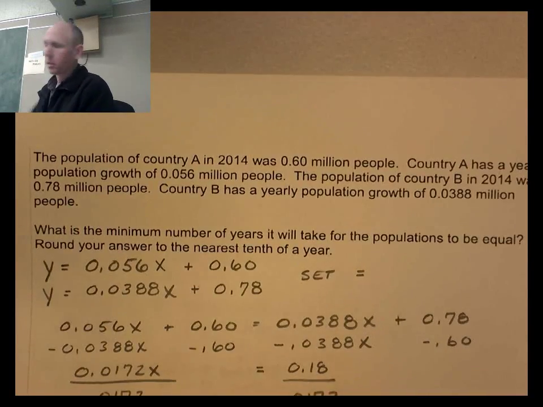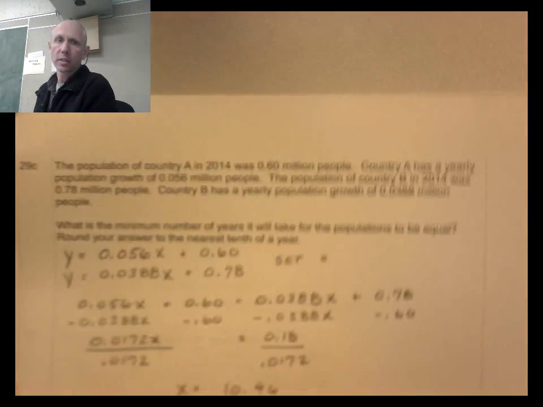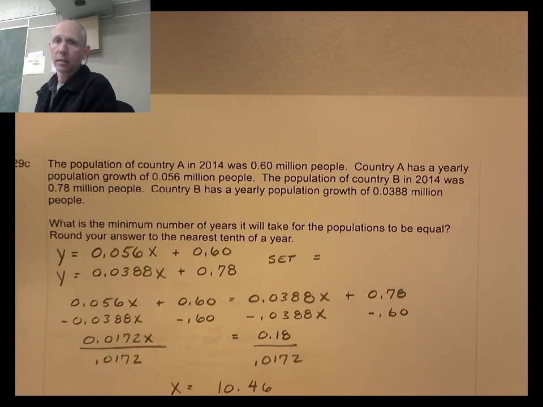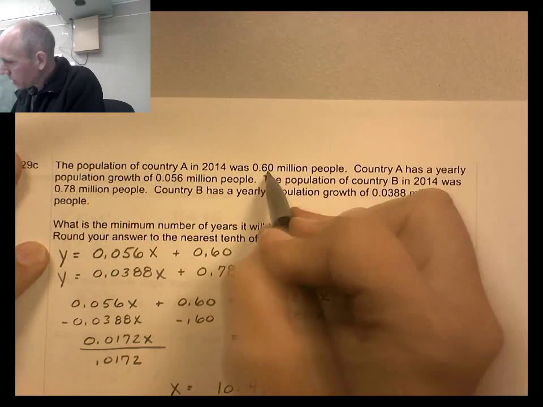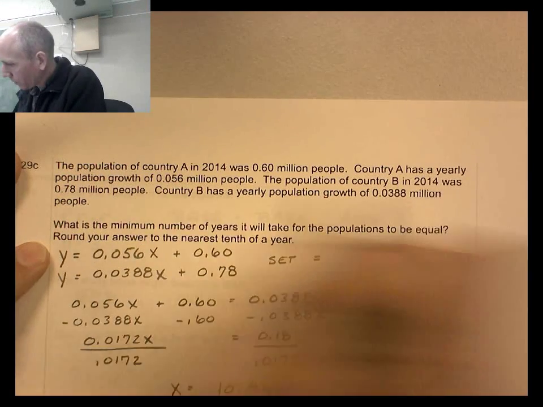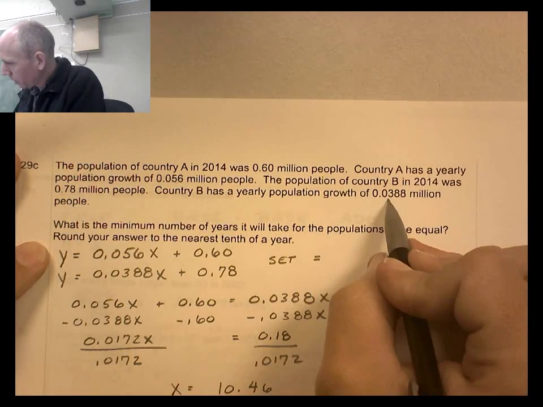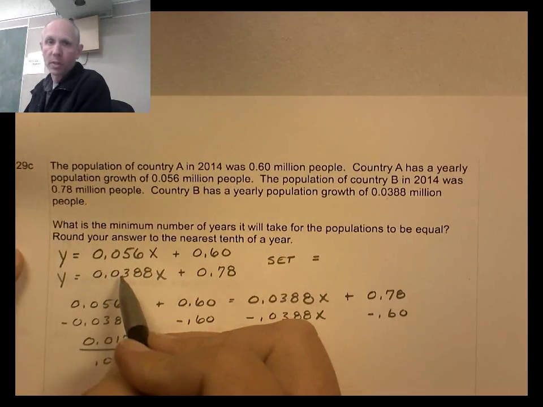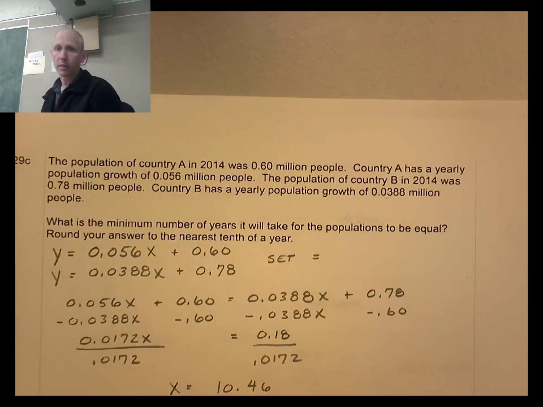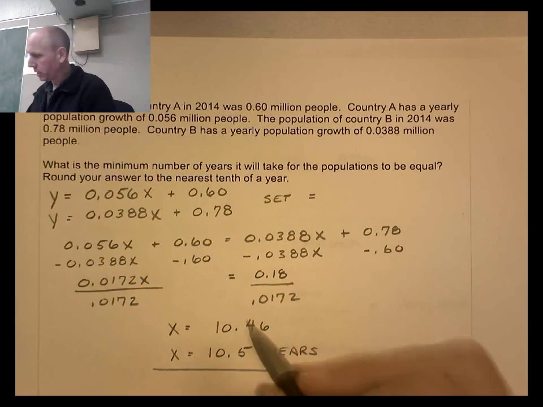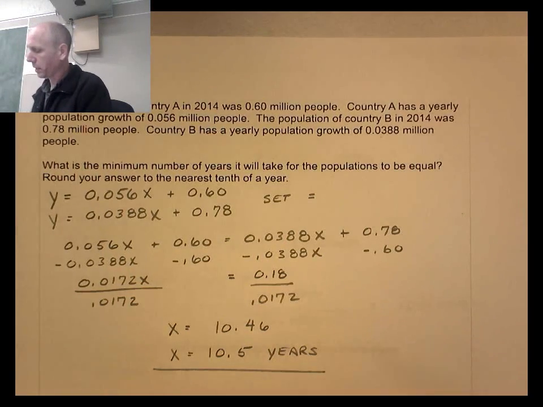This one is for Math 1 only. We're going to create a system of equations. That's an intercept, that's a slope. That's an intercept, that's a slope. I create slope-intercept equations. I set them equal to each other and I solve them. And then I have to round it. This is going to round to 10.5.